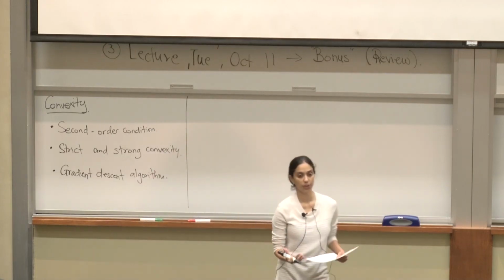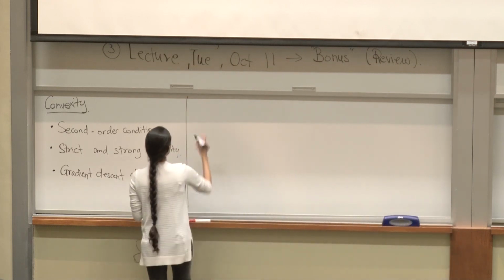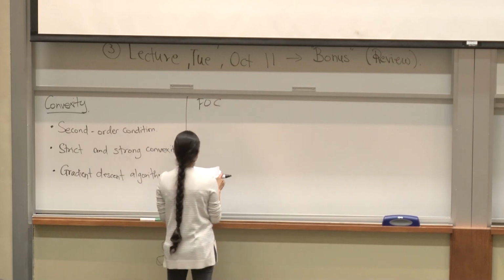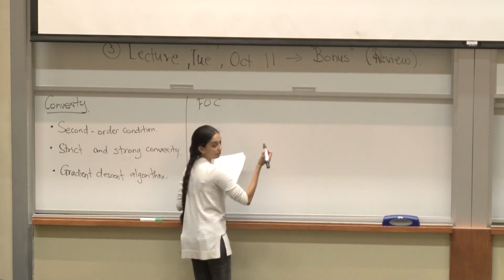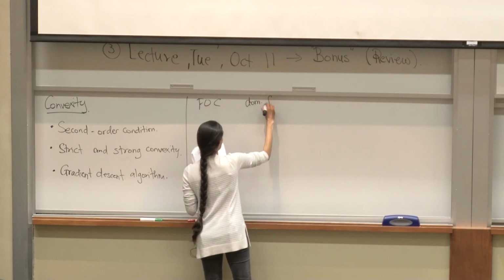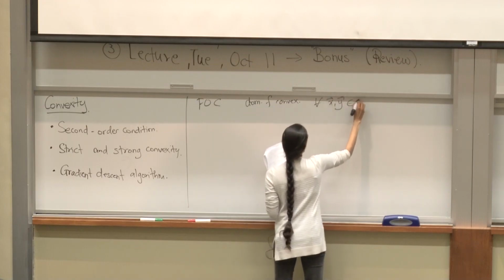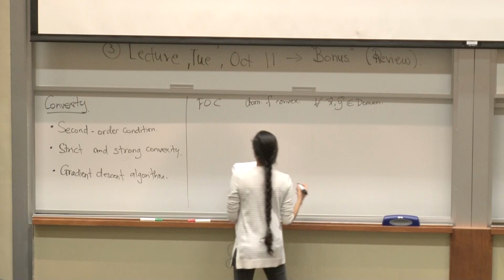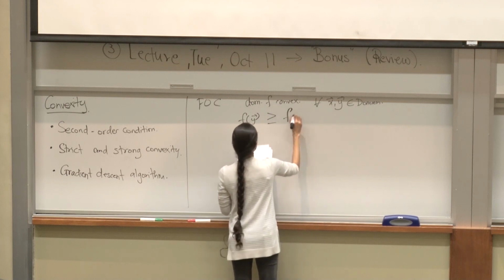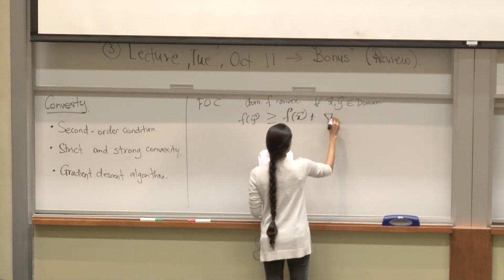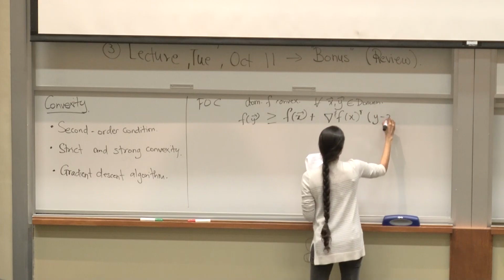So the first order condition has to do with the first derivative of the function, right? If you remember the first order condition, what we wrote down last time was that basically, you need to have that the domain of f is convex. And for every x, y belonging to the domain, you want to have f of y greater than or equal to f of x plus gradient of f of x transpose times y minus x.